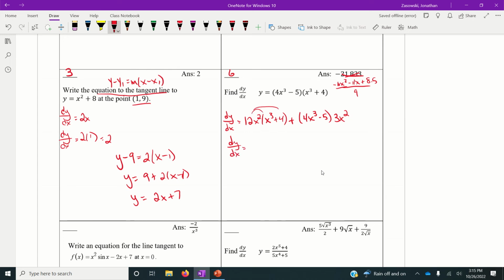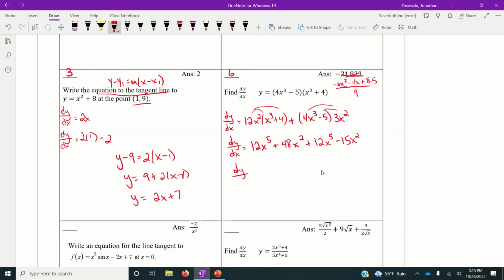Okay, now we're going to go ahead and distribute. So we're going to get 12x to the 5th plus 4 times 12 is 48x squared. Okay, we're going to go ahead and distribute through here. We're going to get plus 12x to the 5th. And here we're going to get minus 15x squared.